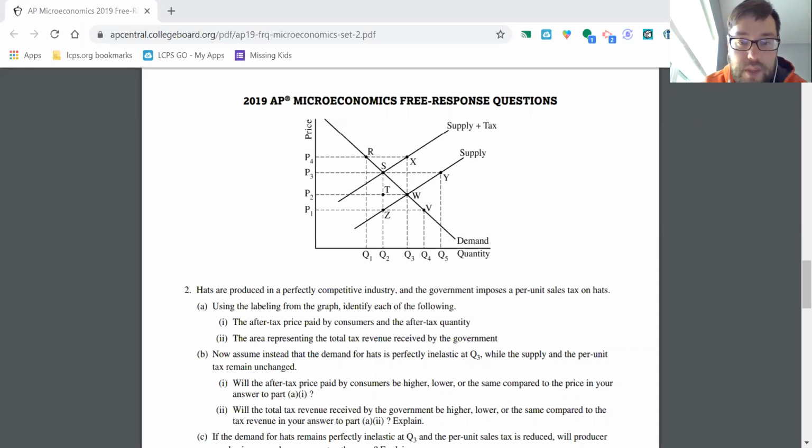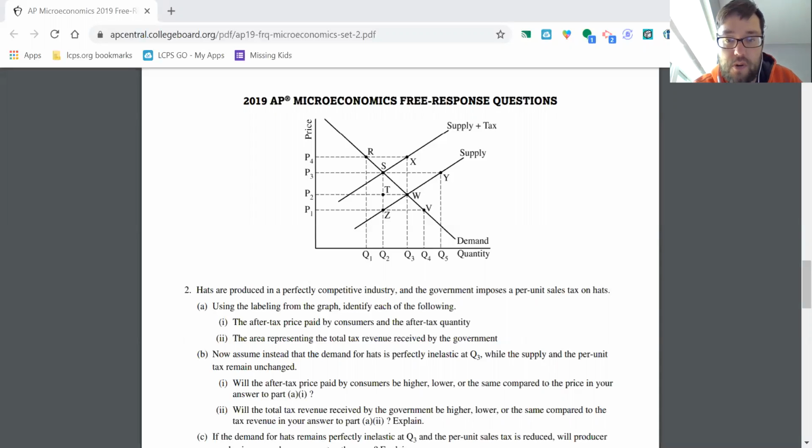So let's go to part A. Using the labeling from the graphs, they're talking about using all the points right here and the correct notation. So be careful, you're paying attention to the details here. They want to know the after-tax price paid by consumers and the after-tax quantity. So what they're asking is where does this market actually clear? What's the price and quantity when the tax is factored in?